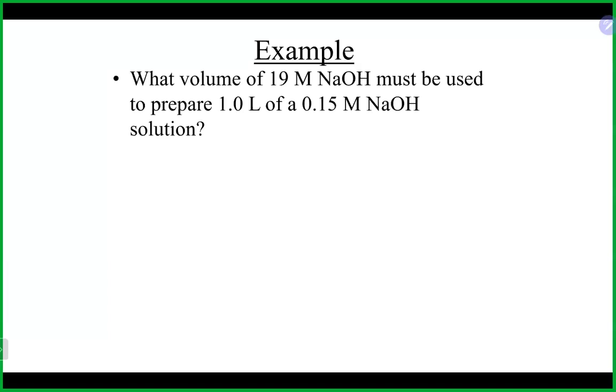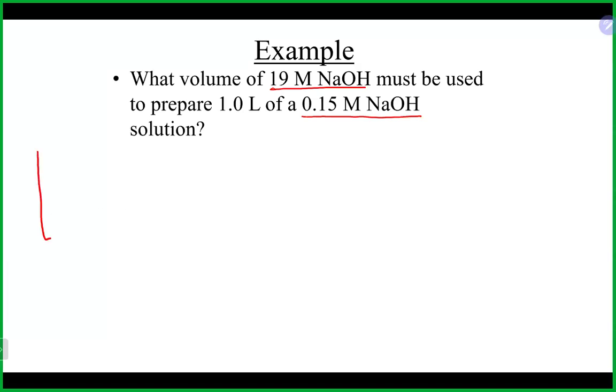So let's take a look at one here together. What is the volume of 19 molar sodium hydroxide that must be used to prepare 1 liter of 0.15 molar sodium hydroxide solution? So basically, we have a sodium hydroxide solution that is 19 molar, and we want to make a sodium hydroxide solution that is 0.15 molar. That is less concentrated. There is no reaction happening here. We're just doing a dilution, sodium hydroxide, sodium hydroxide.